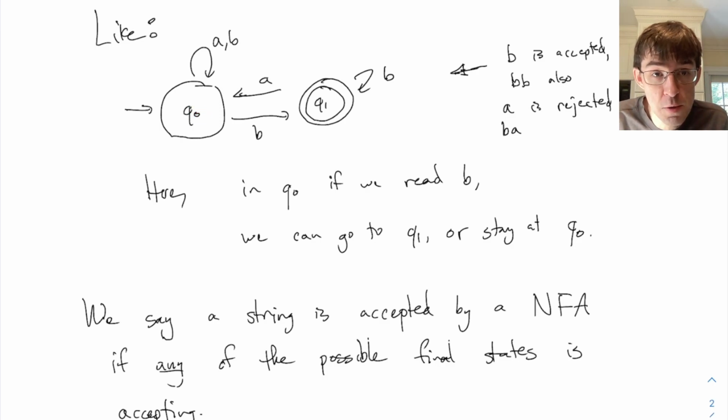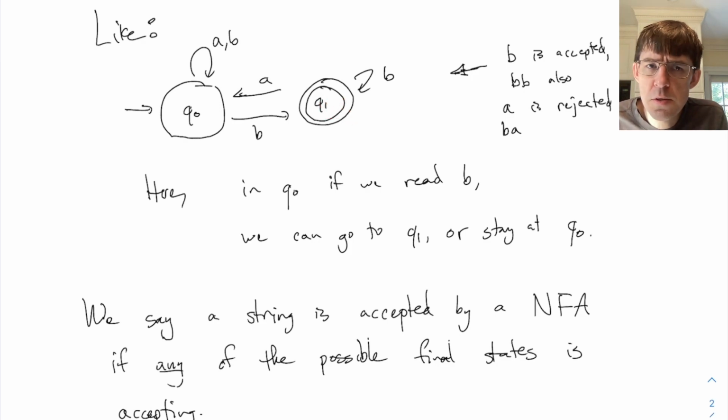Actually, there are a few ways to do it. You could go across and then back. That's one way to do BA. Or you could do BA by staying here both times, BA, do the loop twice. But either of those two ways, you end up in the rejecting state. There is no way to do BA and end up in the accepting state.